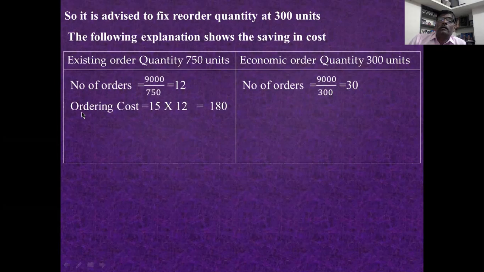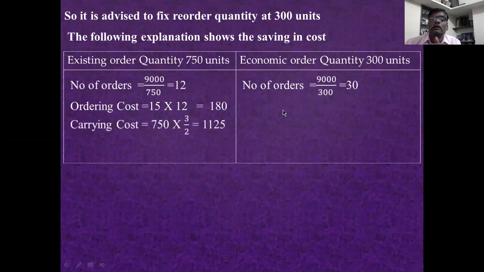Then next I will calculate the ordering cost. Ordering cost per order is 15 rupees. Okay, it is given in the problem. Ordering cost is 15. If you place 12 orders, then multiply: 15 into 12 is 180 rupees. Okay, come to the second part.